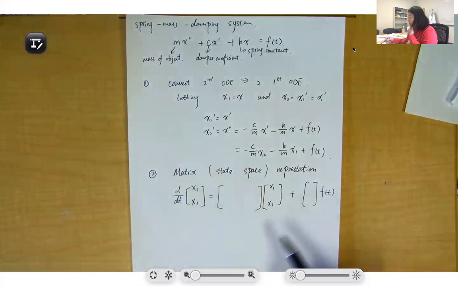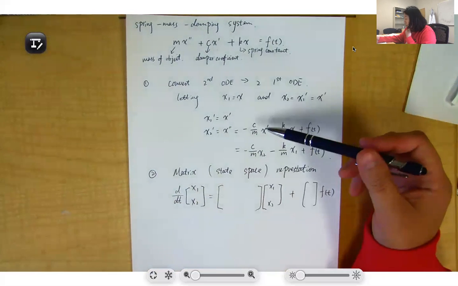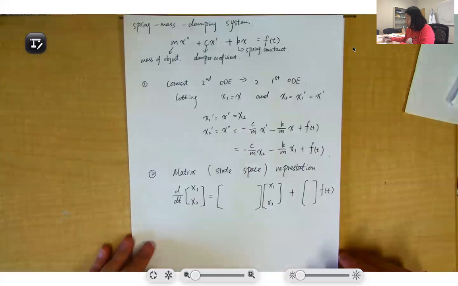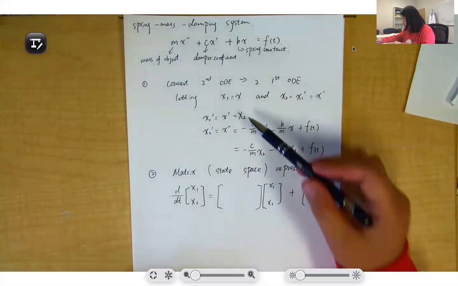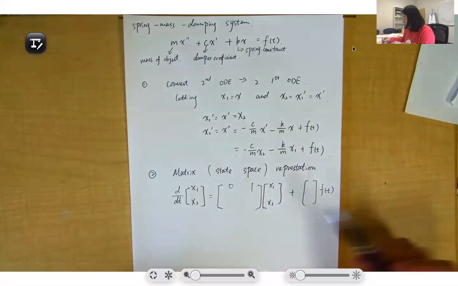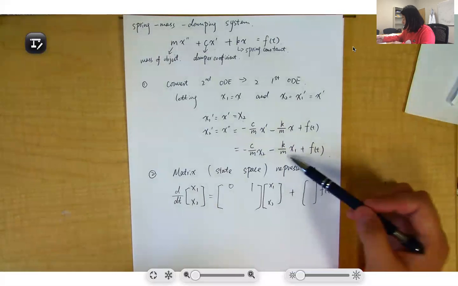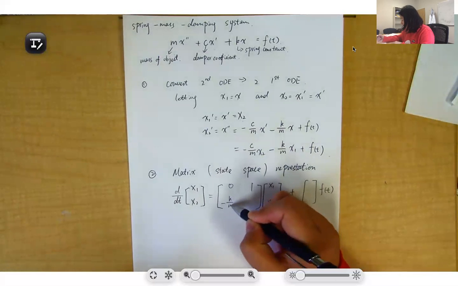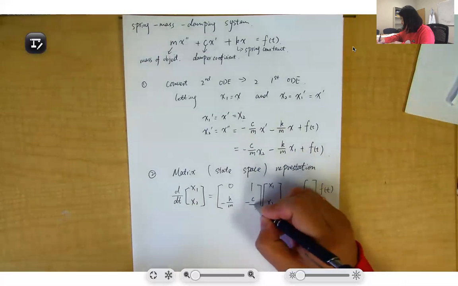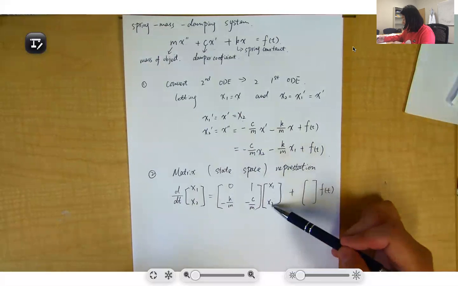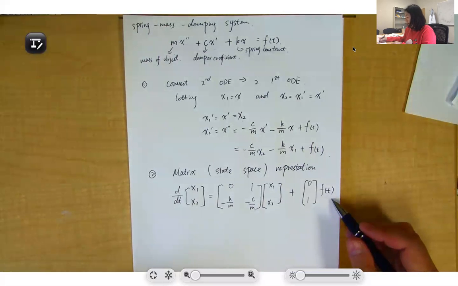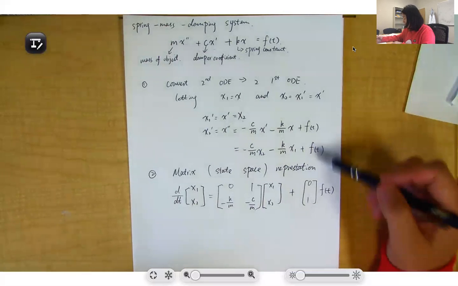And when you have x1 prime, that will be equal to x prime, that is equal to x2. Okay, so x1 prime equals x2, then the coefficients will be 0, 1. For the x2 prime, that will be negative k divided by m, that is the coefficient of x1, and then negative c over m, that is the coefficient of x2. The forcing function coefficient will be 0, 1, just based on how we represent that.